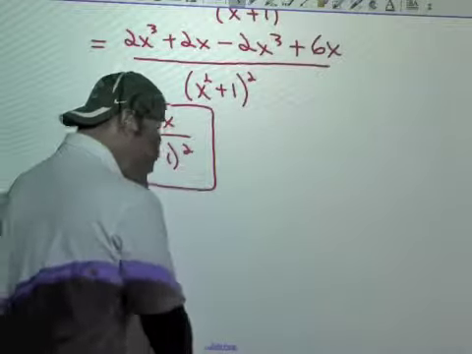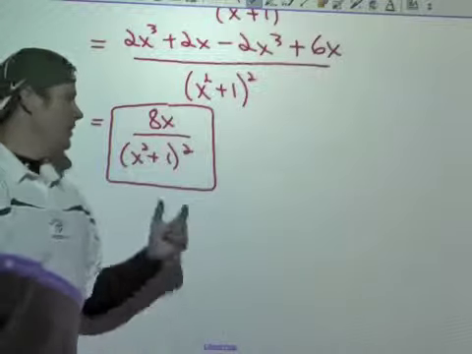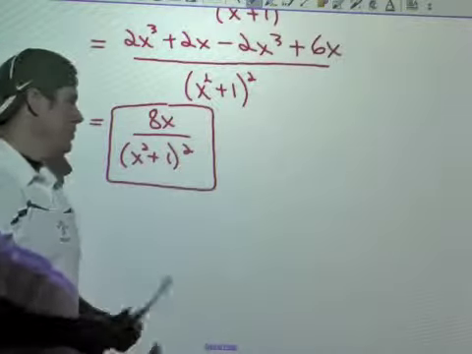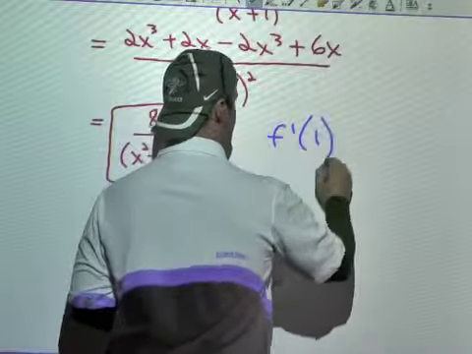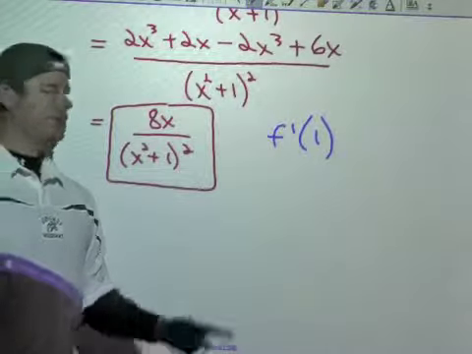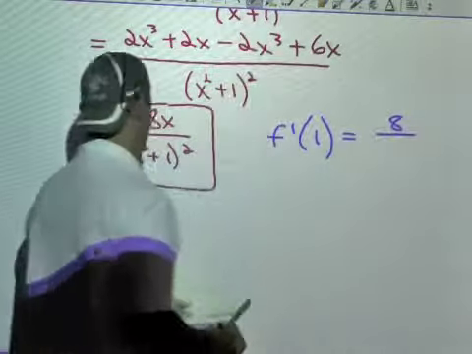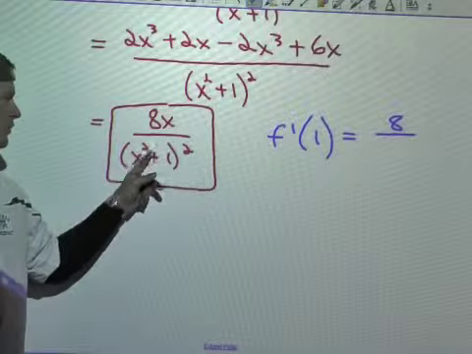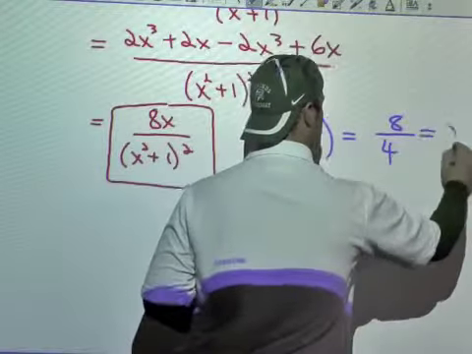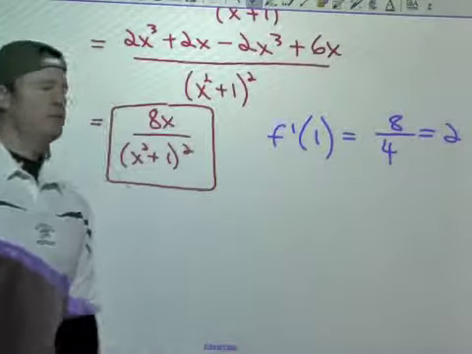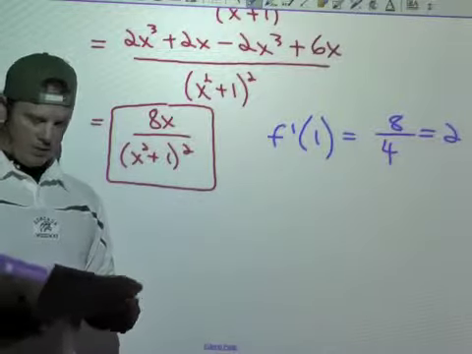So just like before, this is now the general expression for the instantaneous rate of change, the general expression for slope. So if we were asked to find f prime of 1, well, now you substitute 1 in for x. So f prime of 1 would just be 8 on top. 1 squared is 1, plus 1 is 2, squared is 4. 8 over 4, which would be 2. So you could do that with any number. Plug it in and you get the slope at that particular point.